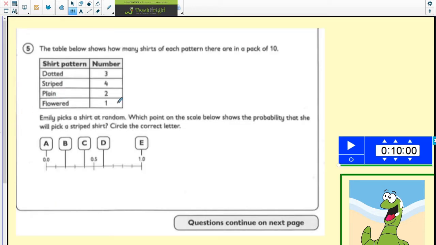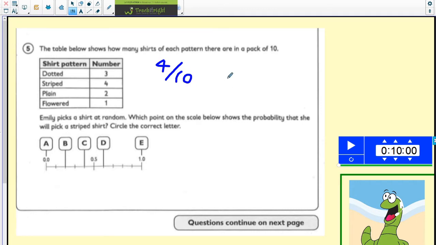Right, question 5. The table shows how many shirts of each pattern there are in a pack of 10. 1, 2, 3, 4, 5, 6, 7, 8, 10, just checking. When Emily picks a shirt at random, what point on the scatter graph below shows the probability that she picks a striped shirt? So first off, what is the probability? Well, it's 4 out of 10.